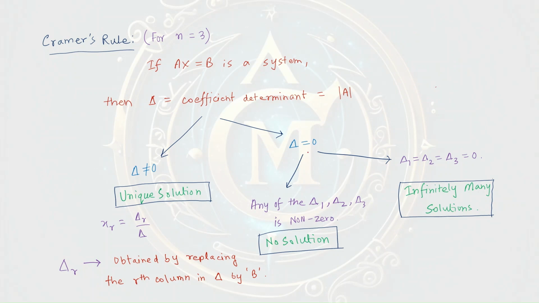Now, when delta is 0, that is, the coefficient determinant gives us 0 value, then there are two possibilities: no solution or infinitely many solutions. So, if any of delta 1, delta 2, delta 3 is non-zero in case of a three variable system, then there is no solution for the overall system. And similarly, if delta 1 equal to delta 2 equal to delta 3 equal to 0, then there are infinitely many solutions. You have to keep these cases in mind because questions are directly asked based on these concepts.